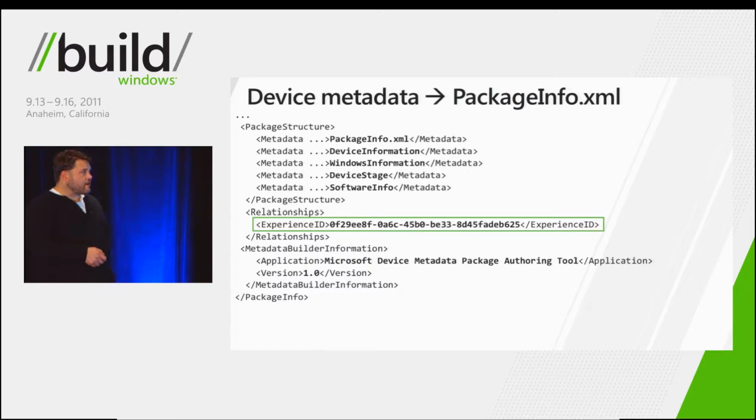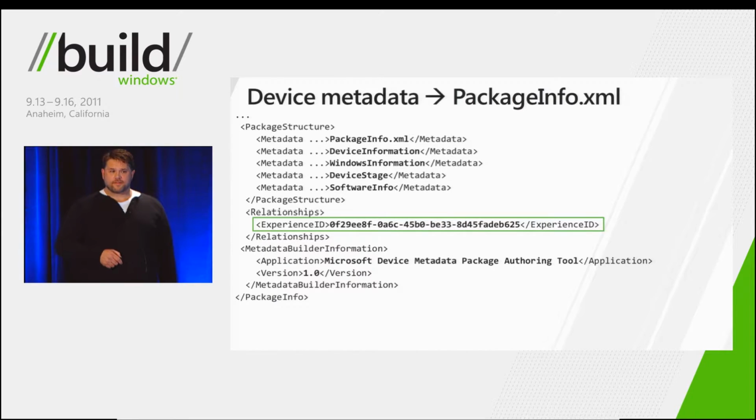Going on in that file, you can see some familiar elements of other metadata, whether it's device stage or Windows info. We're going to come back to that software info in a moment because that's new. And there's that device experience ID. That's the same ID that you saw in the store manifest.xml file in the app.